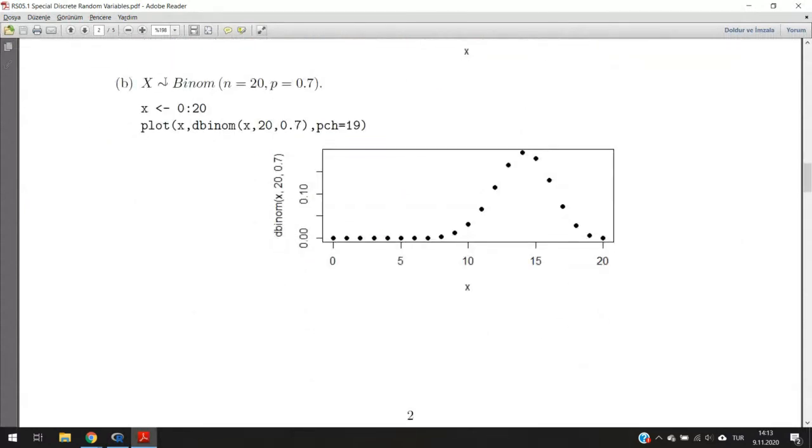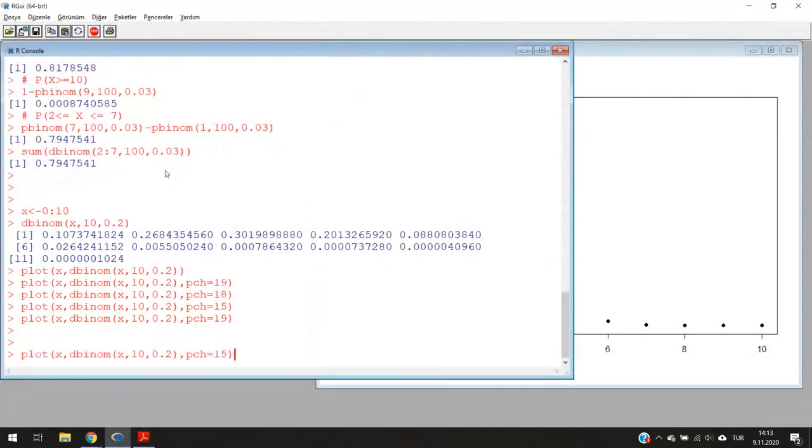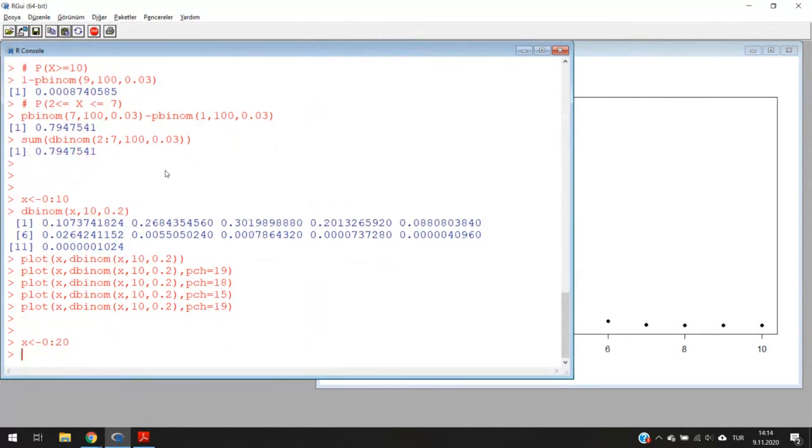Let's just practice it for another binomial random variable. This time, x is just going to be a binomial random variable with size parameter 20 and success probability 0.7. And we would like to draw the probability mass function here. So what I'm going to do is this. I'm just going to take this x as 0 to 20. So there will be 20 trials. 0 of them can be a success, or at most 20 of them can be a success, but a few of them can also be a success.